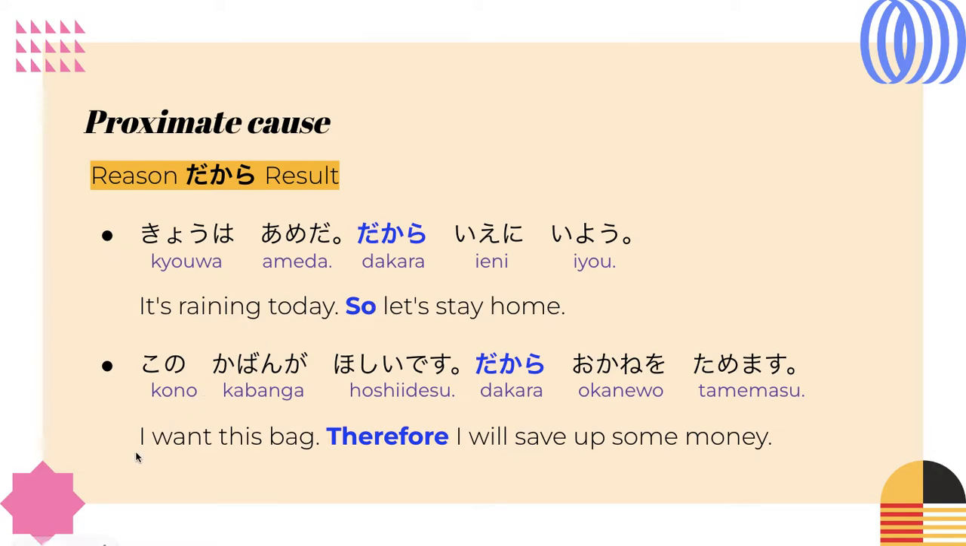The next sentence says, I want this bag. Therefore, I will save up some money. In Japanese, that would be このカバンが欲しいです。だからお金を貯めます。だから functions the same as therefore in this example.